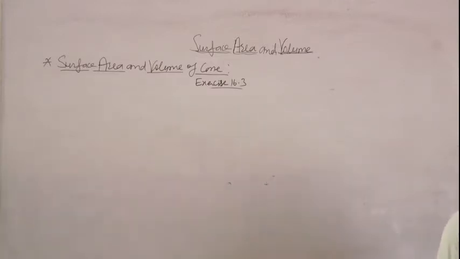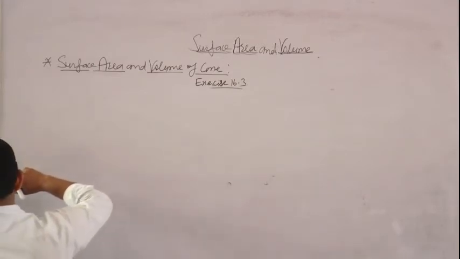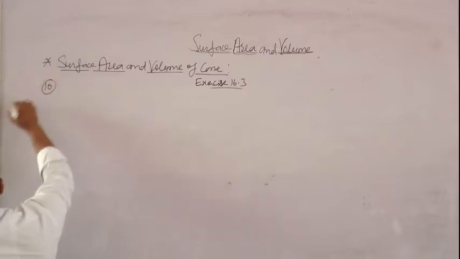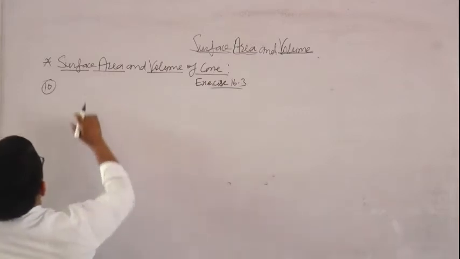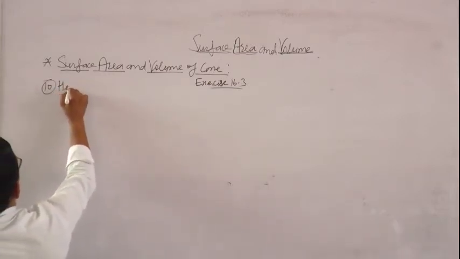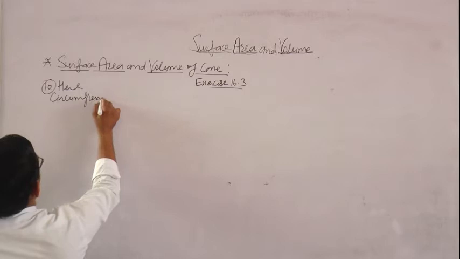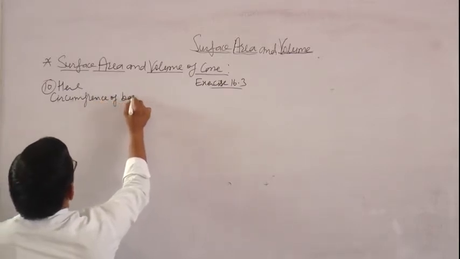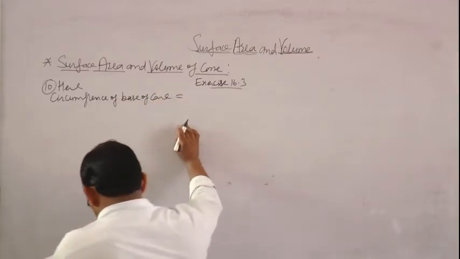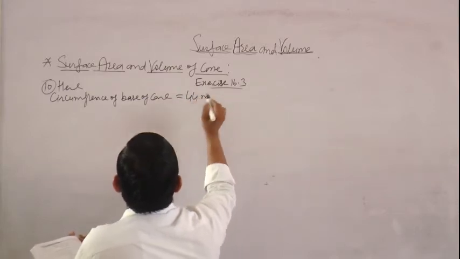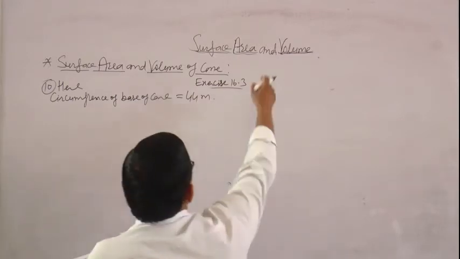Some students ask question number 10. The circumference of base of a conical tent is 44 meter. Question number 10. The circumference of base of conical tent. Here circumference of base of cone is 44 meter, and height is 9 meter.